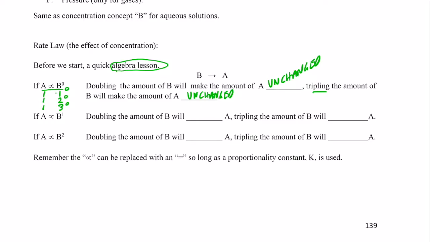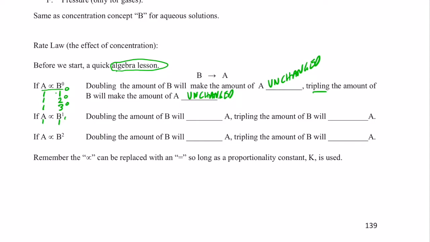And we call those zero-order reactants when we do rate law. And we'll see a few of those. Now, what if B is to the first power? Let's put some numbers in there. Let's say B is 1 to the first power. A would be 1, of course.